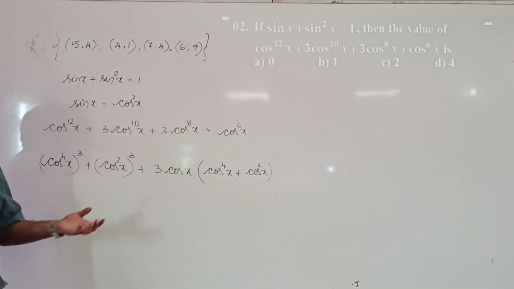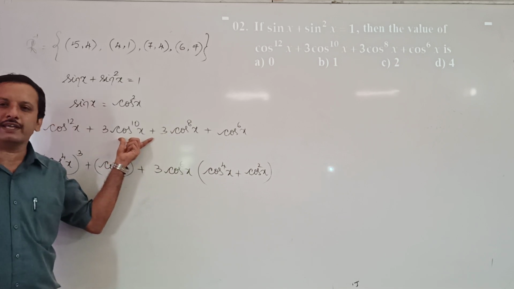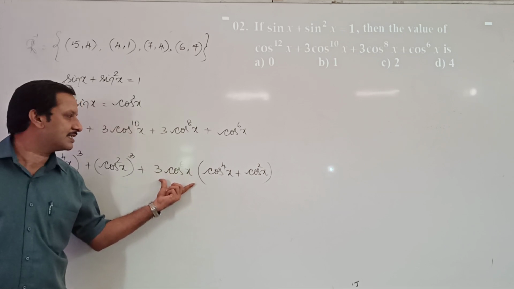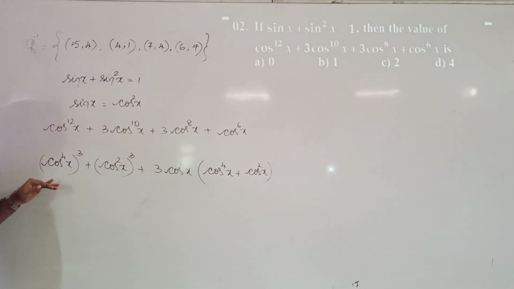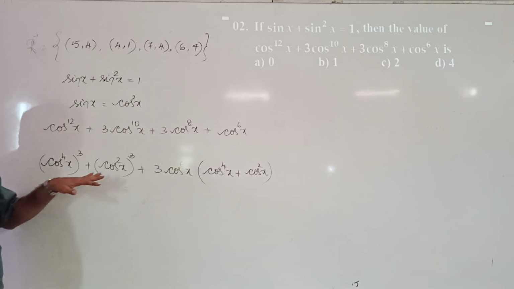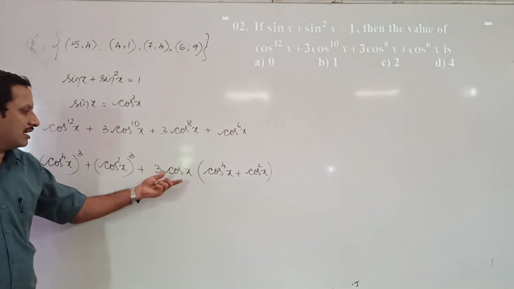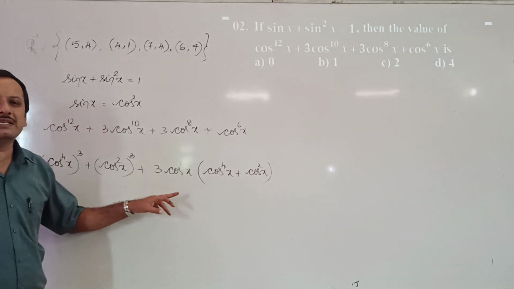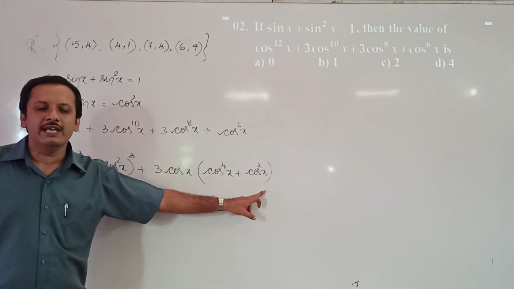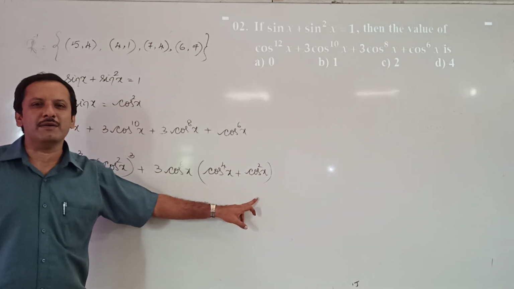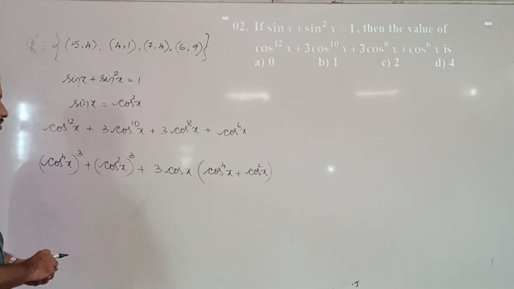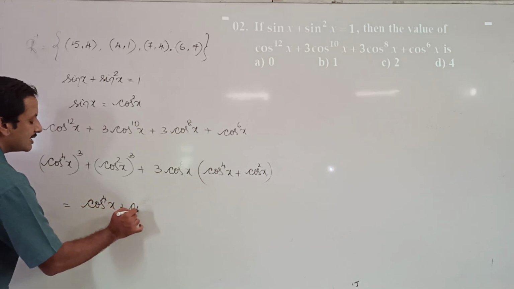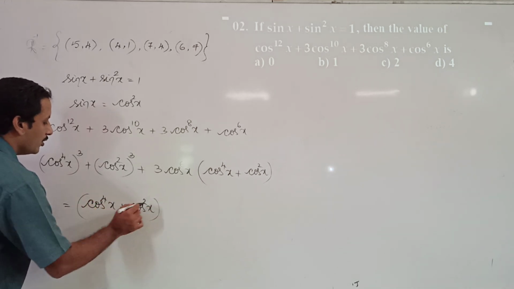Okay. Why did I take 3 into cos power 6x? I had the option of taking 3 into cos power 8x as common, but still I took only 3 into cos power 6x as common because now you can observe it's in the form a cube plus b cube plus 3ab. Cos power 6x can be written as cos power 4x into cos square x. So a cube plus b cube plus 3ab into a plus b is nothing but a plus b whole cube. So this is equal to cos power 4x plus cos square x whole cube.